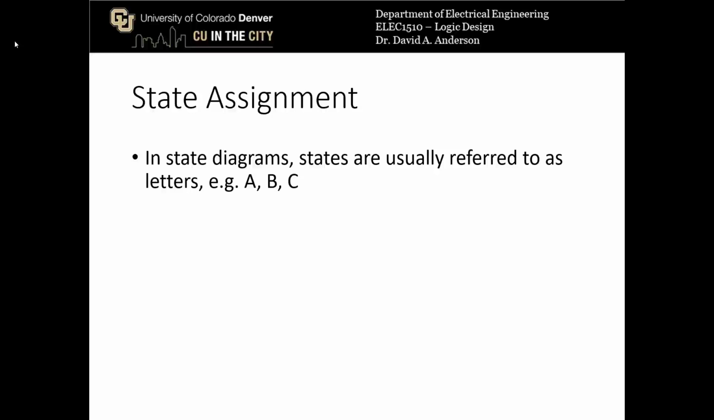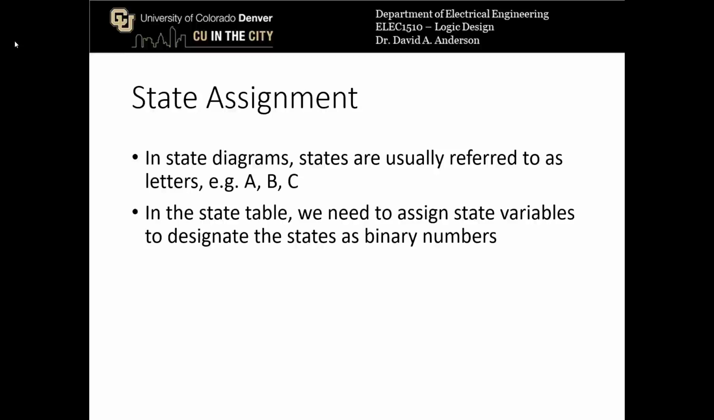In state diagrams, states are usually referred to as letters, for example, A, B, C, D, E, F, etc. Sometimes they're referred to as other things, usually it's letters though. In the state table, when we actually design the circuitry, eventually we need to assign state variables to designate the states as binary numbers. So for example, A could be 0, 0, B could be 0, 1, etc. If it had to be a 2-bit number, we would need two state variables, which sometimes we would call something like S sub 1 and S sub 0.